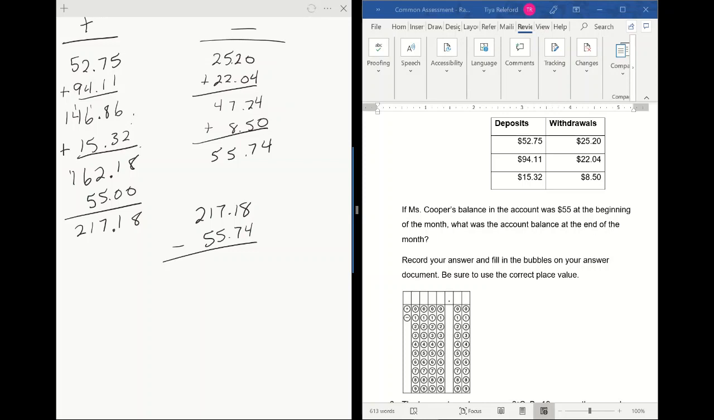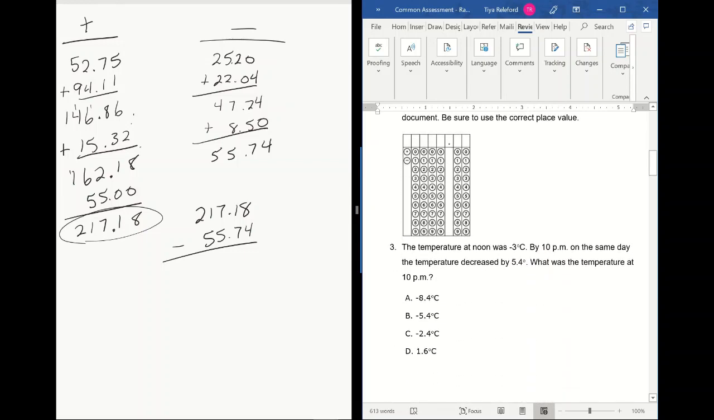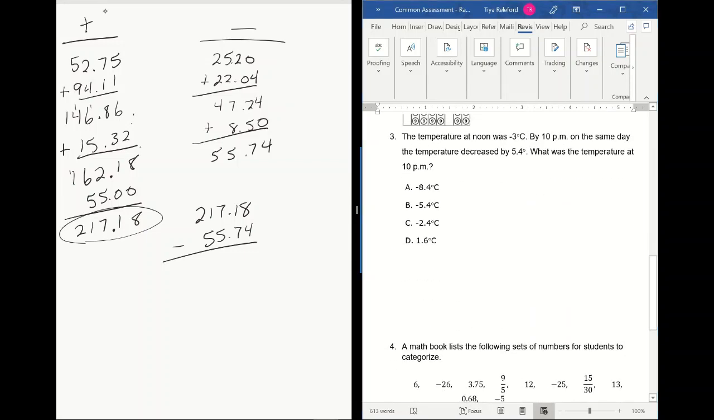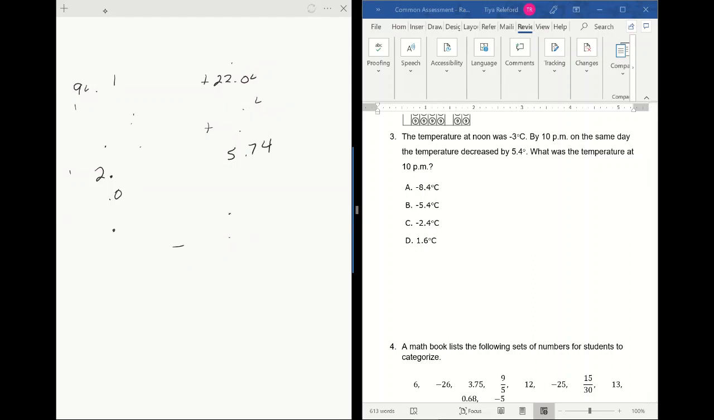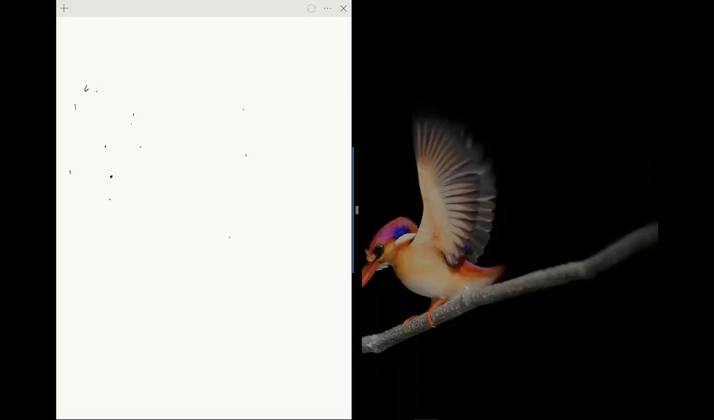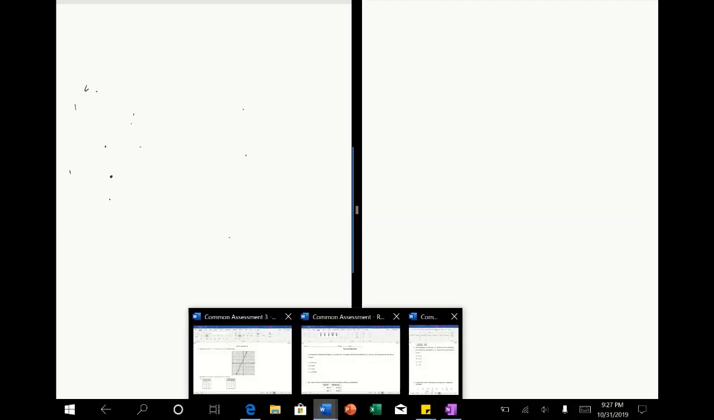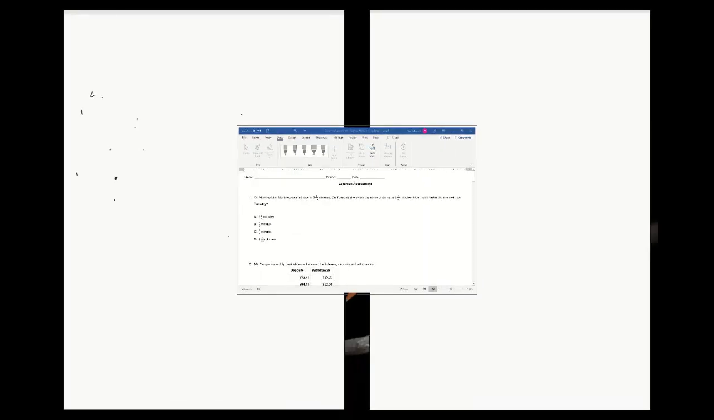Number 3 says the temperature at noon was -3 degrees Celsius. By 10 p.m. the same day, the temperature decreased by 5.4. What was the temperature? Oh, goodness. What was the temperature at 10 p.m.?